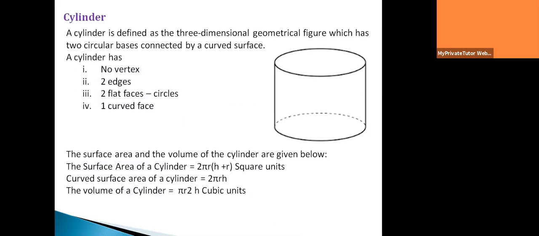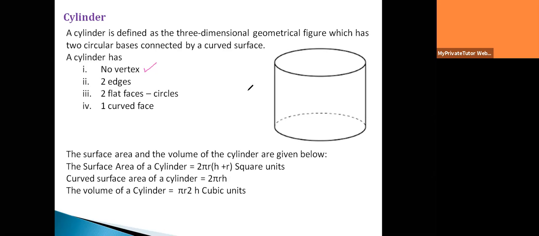And that's it. We have a circular base at the top and bottom, and they are connected together. So just think of a cylinder in real life. It looks similar, doesn't it? It has no vertices. You know the reason? Because we don't have any coordinates here, and it has two edges. I hope you guys know that, 1 and 2 edges, and 2 flat faces.